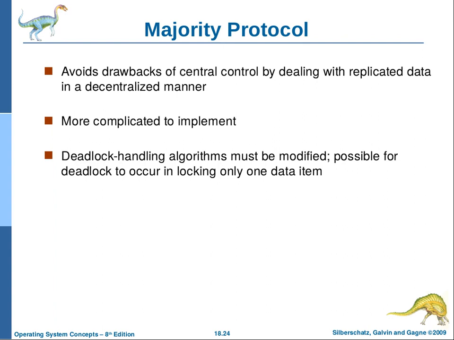Favoritism? Basically. It avoids the drawback by dealing with replicated and decentralized data. Right, it's more complicated. The idea is that deadlock can occur in locking only one data item. This is very complicated to implement. We're not going to go into the implementations of this, but again, you have a copy of all the locks.